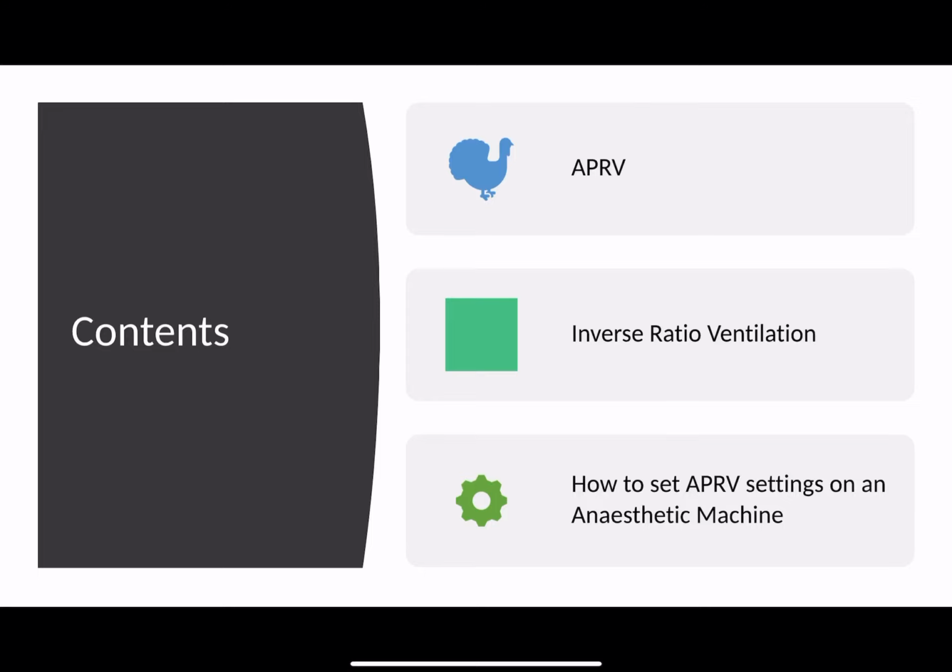So we'll talk a little bit about what APRV is and about the concept of inverse ratio ventilation, and then how to use the anaesthetic machine to set APRV settings that would be used on an intensive care ventilator.